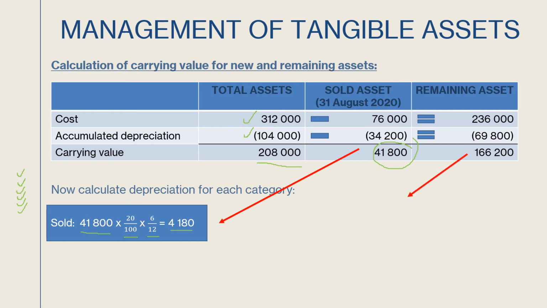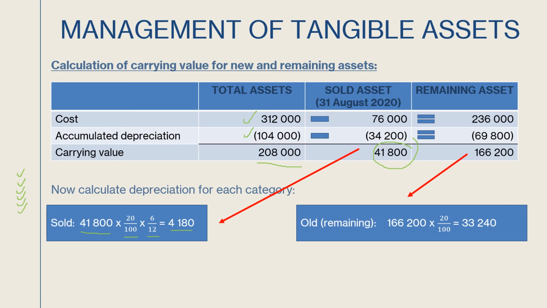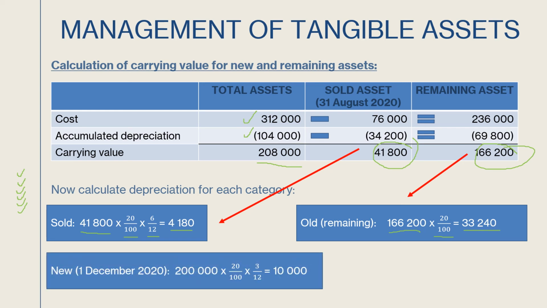Then we have to calculate the depreciation on the assets that remain. The asset that was there at the beginning of the year that is still there at the end of the year, that is straightforward. We're going to again take carrying value. So this amount, 166,200, is the carrying value, and we're calculating 20% depreciation. These assets we've had for the whole entire year, so we don't have to count the months, and that was 33,240.